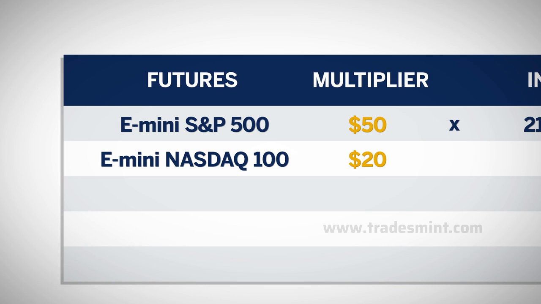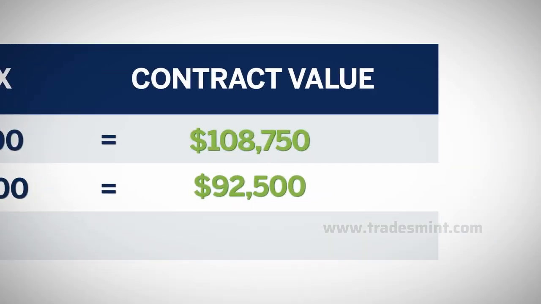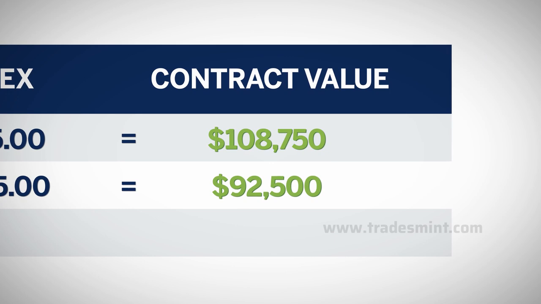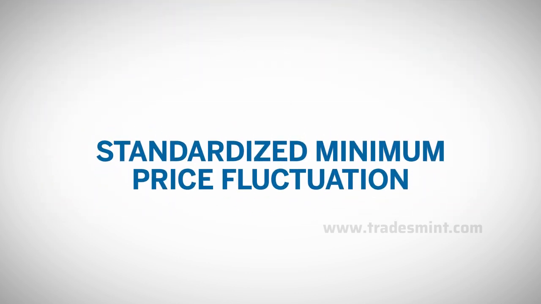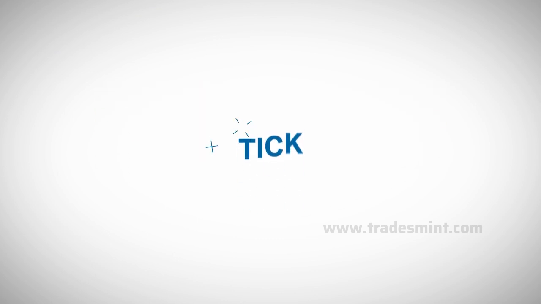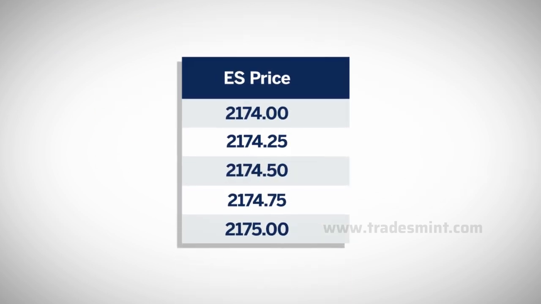If the E-mini NASDAQ 100 futures contract is trading at 46.25 even, then the notional value would be $92,500 per contract, or 20 times 46.25. Additionally, every equity index futures contract has a standardized minimum price fluctuation, also known as a tick. The tick value is the minimum price movement, either up or down, that can occur with each futures contract.